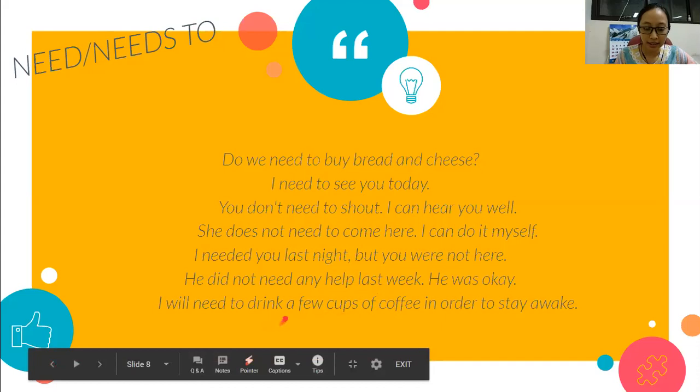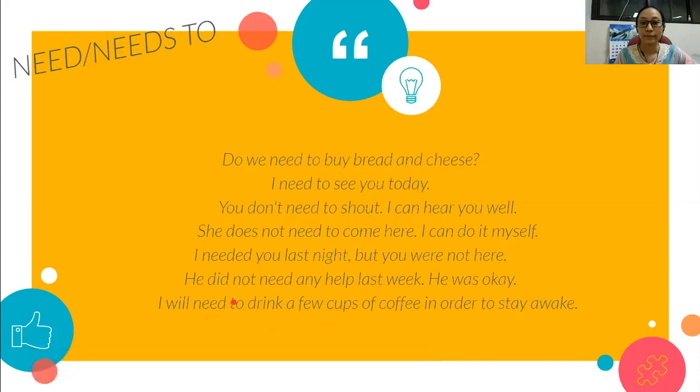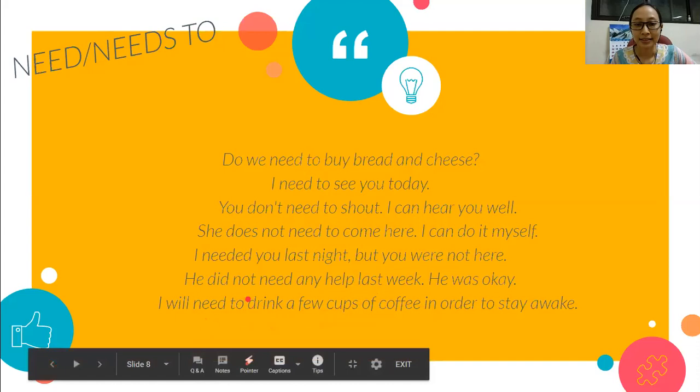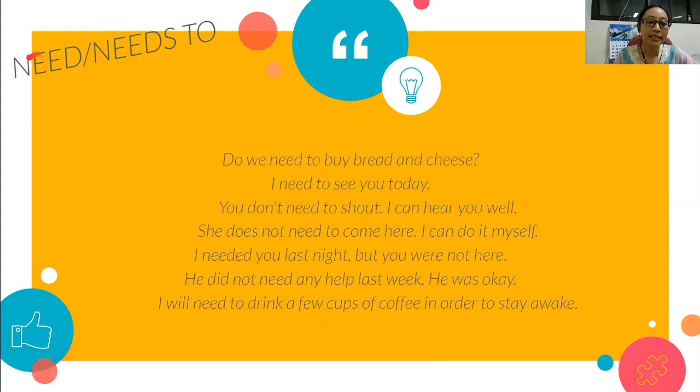And the last sentence is for future situation. I will need to drink a few cups of coffee in order to stay awake. Jadi ini kebutuhannya untuk next, untuk in a future situation. Again, need atau needs depend on the subject. Need for I, you, we, they, needs for she, he, it. Tapi di belakang tuh, apapun subjeknya, you still must use verb zero or base verb.